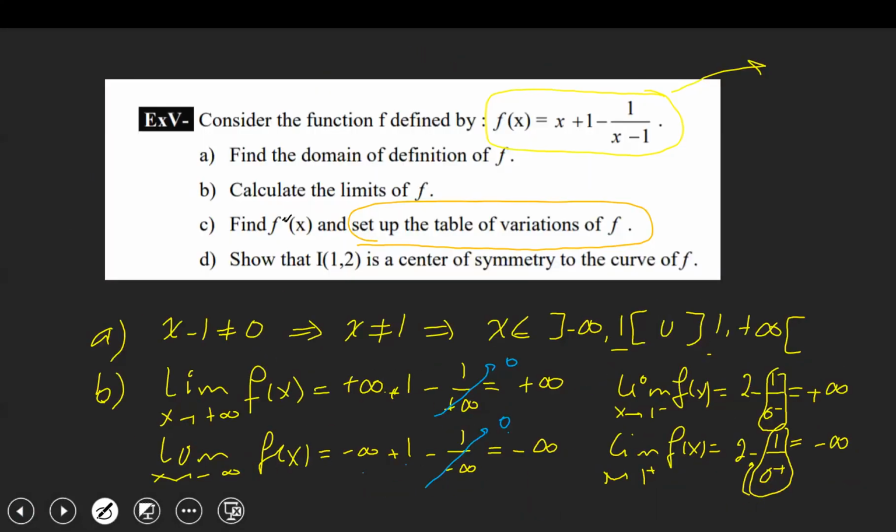Now, what about the last question, part D? Show that I(1,2) is the center of symmetry.